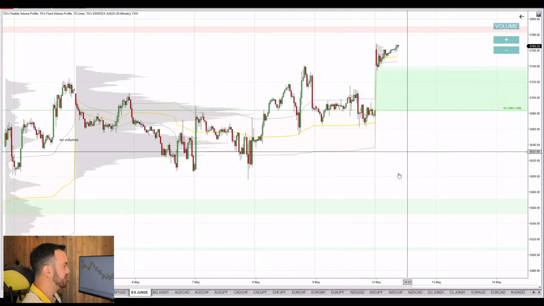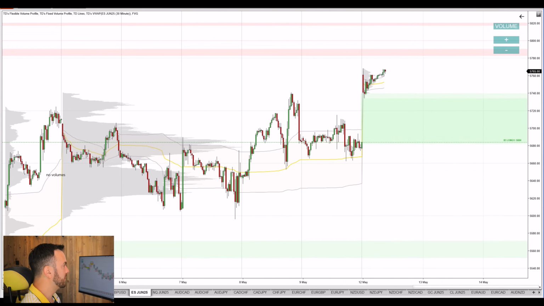What you see on your screen is the NinjaTrader 8 platform with my custom-made volume profile and VWAP indicators. This chart is the ES, futures for the Standard and Poor's 500 Index. It is a 30-minute time frame, and the level that formed is this one. That's the support at 56.84. It formed when the market opened with a gap.